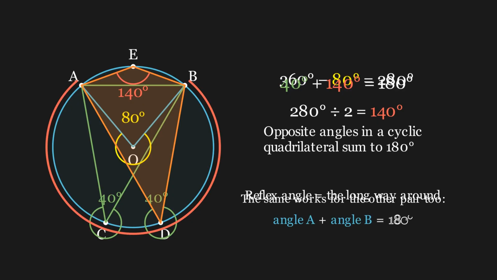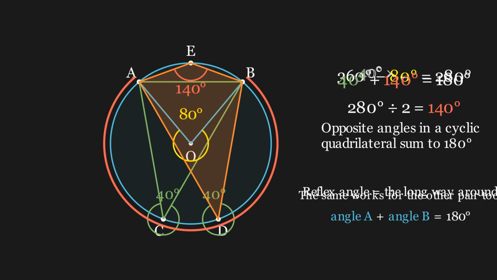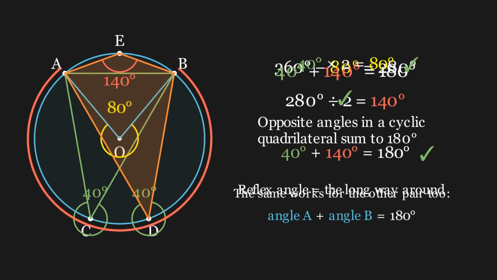Our central angle was 80. 40 times 2 gives us back 80, confirming theorem 1. Angles C and D both landed on 40, confirming theorem 2. Angles in the same segment. And 40 plus 140 gives 180, confirming theorem 4 for our cyclic quadrilateral.